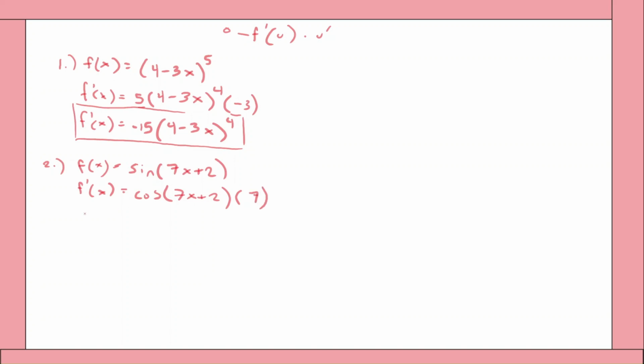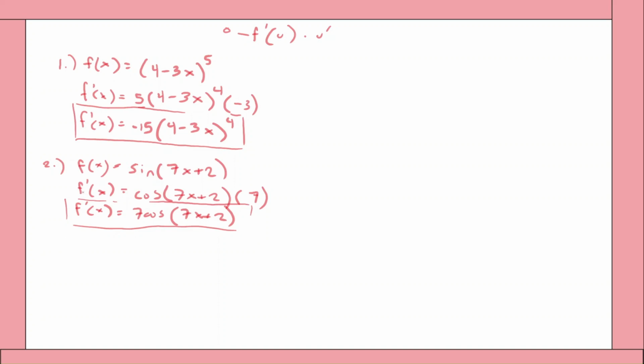And then really this is the answer, but we can make it a little cleaner by putting the 7, the constant, out front. So 7 cosine of 7x plus 2. And that would be your answer right there. So like before, it doesn't really matter the function. All that really matters is that we're completing everything in the same exact way.